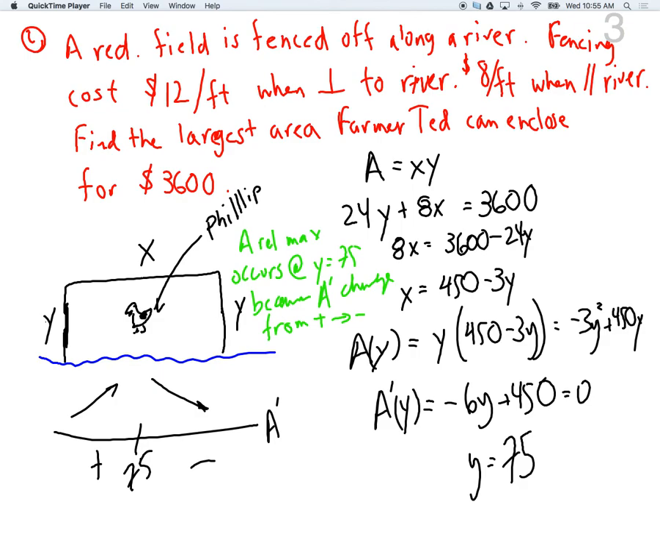Okay, now, last thing, did we answer the question? What does the question say? Find the largest area. We didn't answer the question. So we have to find the largest area, which means I need to find x. How do I find x? Plug y in. So 3 times 75 is 225, so x is equal to 225. And therefore the area would be 225 times 75.